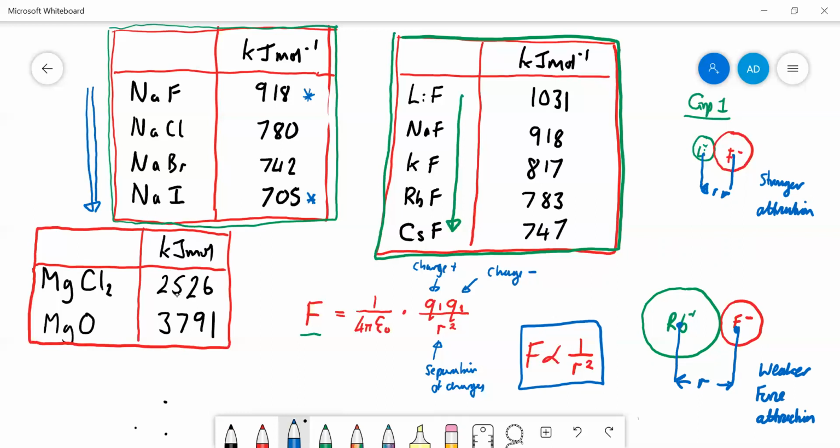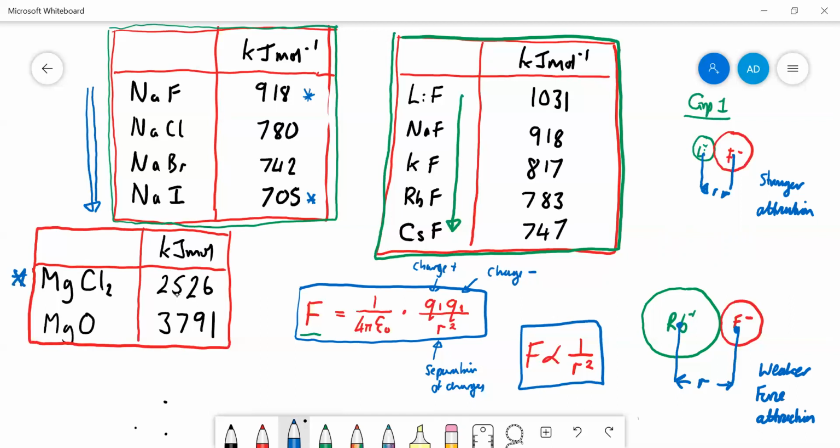To me, that's all fairly commonsensical. As I say, you don't really need to remember this equation, but if you do physics, you probably remember it anyway. It's just about the separation of the ions. Right, now let's have a little think about what's going on here.